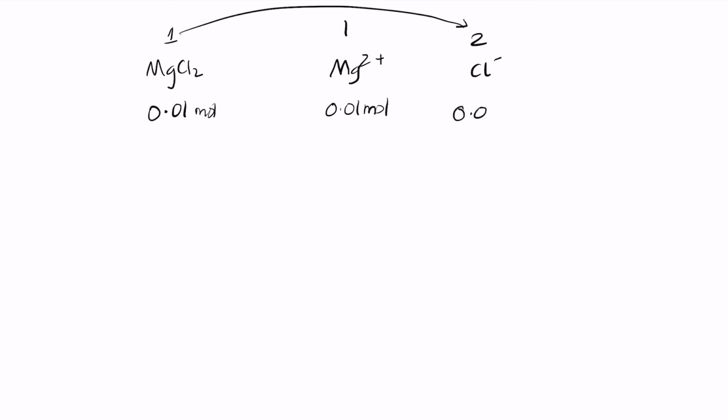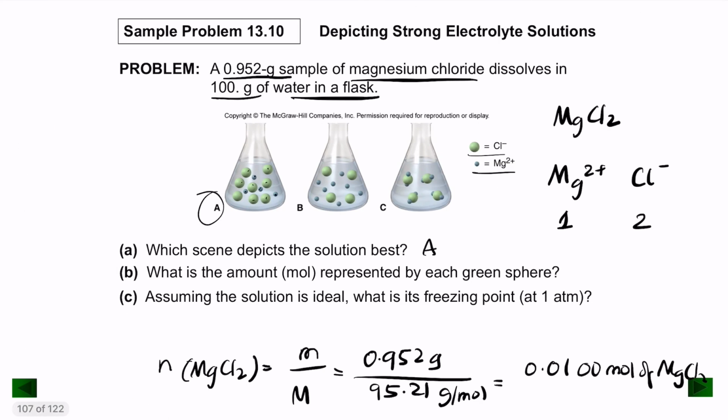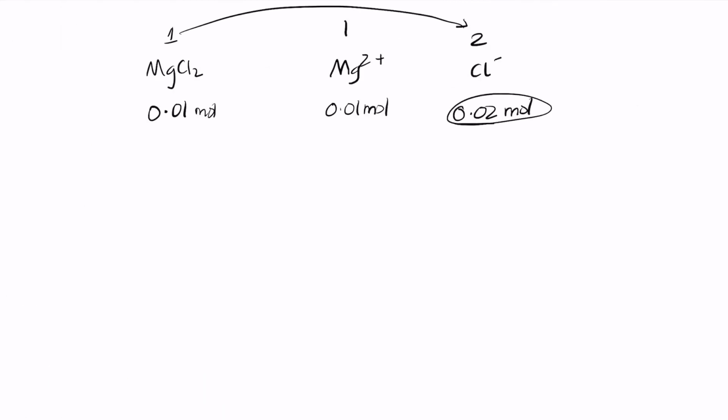Now, if MgCl2 is 0.01, notice that for each 1 MgCl2, you get 1 Mg2+ ion and 2 Cl minus ions. So there is one of these and there are 2 of these. Which means if this is 0.01 mole, then this becomes 0.01 mole, and this is 2 times that value, so it becomes 0.02 mole. So the total number of moles of chlorine is 0.02 mole.